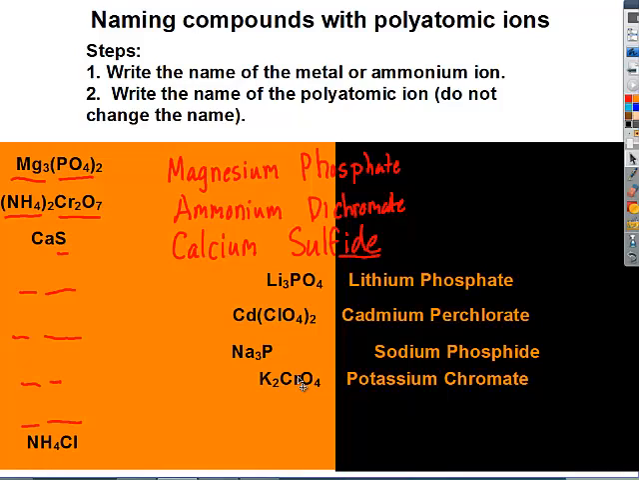Last one. I have NH4 and Cl. NH4 is one thing, Cl is another. If you look on the back, the polyatomic ions, NH4 is ammonium. Cl, that's a normal element. That's called chlorine. I can't end the word in chlorine. You have to change the ending. So this one you change the ending because it's just an element. So not chlorine, but chloride. Ammonium chloride. Call me over when you finish this part.